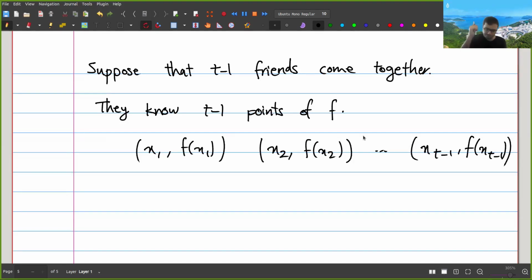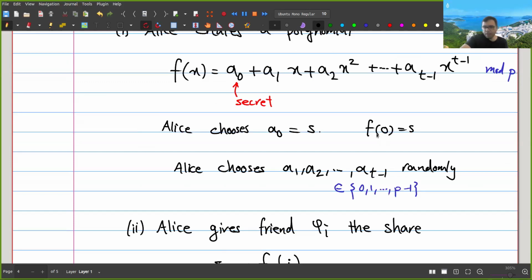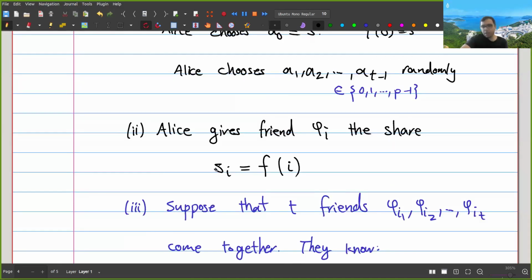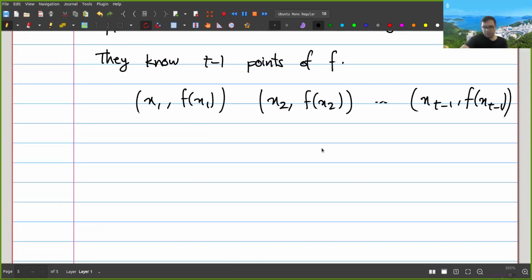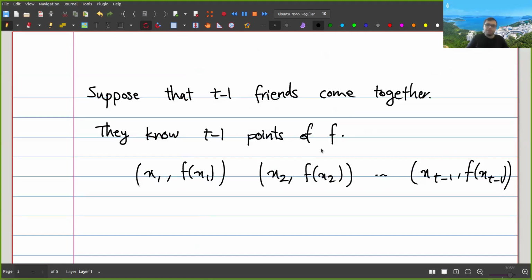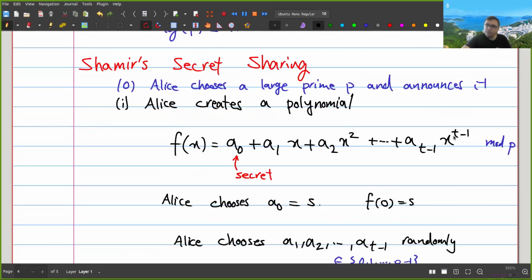And also, none of the xi's are 0, right? Because remember, f of 0 was my secret, and I didn't give this to anyone. I just gave them f of 1, f of 2 to f of n. So none of the xi's here is 0. Now, I have t minus 1 points, but my polynomial was also of degree t minus 1.